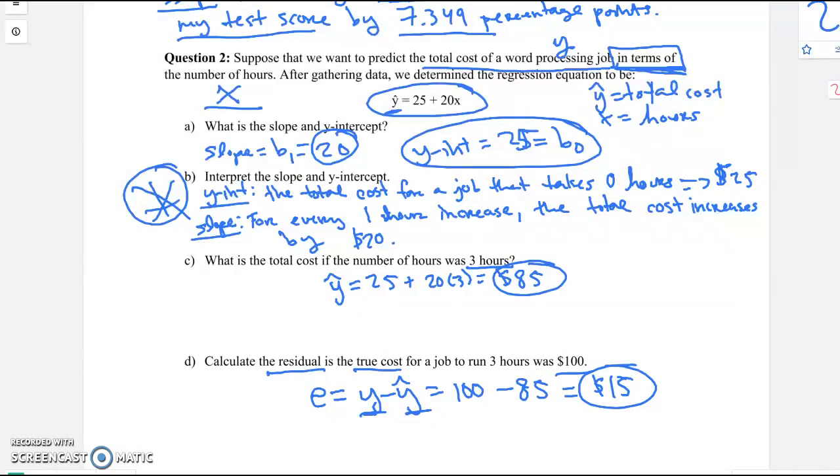Okay, so that's it for these 2 questions, right? In the next video, which is going to be our last video, we're going to talk about effectiveness of the line, and how effective linear regression is.